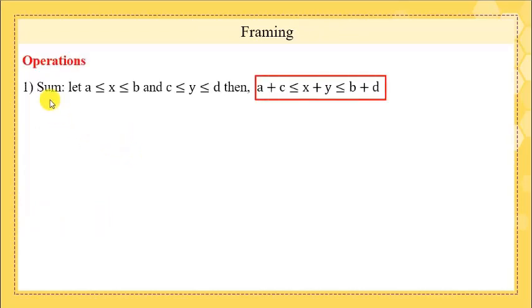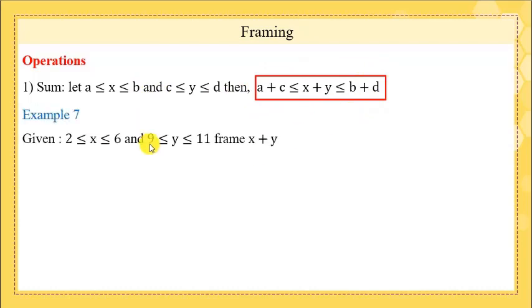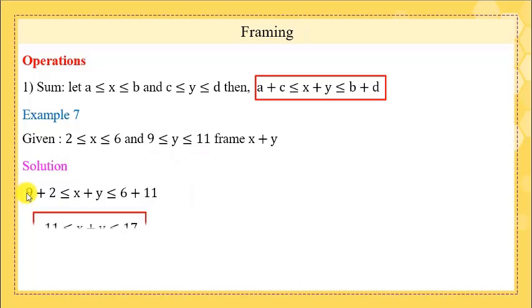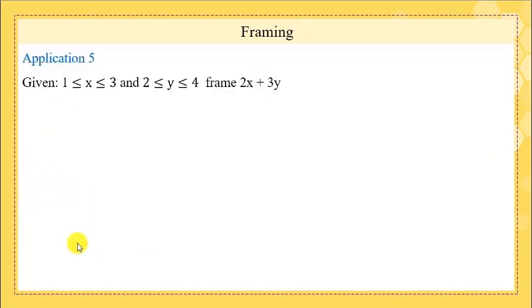Operations. The first one is the sum. We have two numbers, and if you want to find x plus y between which two numbers, we add a to c, the lower bounds, and b to d, the upper bounds, like this. Example, we have x and y here. Frame x plus y. To find x plus y, we add 2 plus 9 and 6 plus 11 in this way.